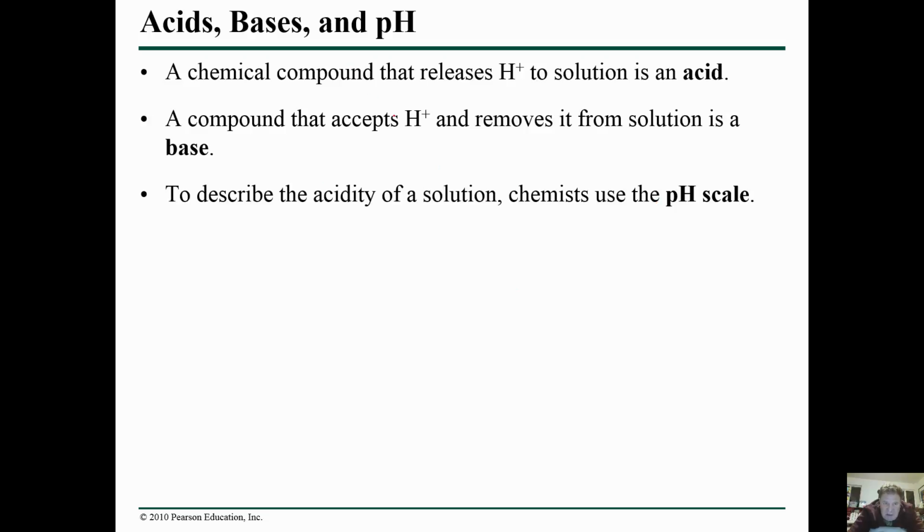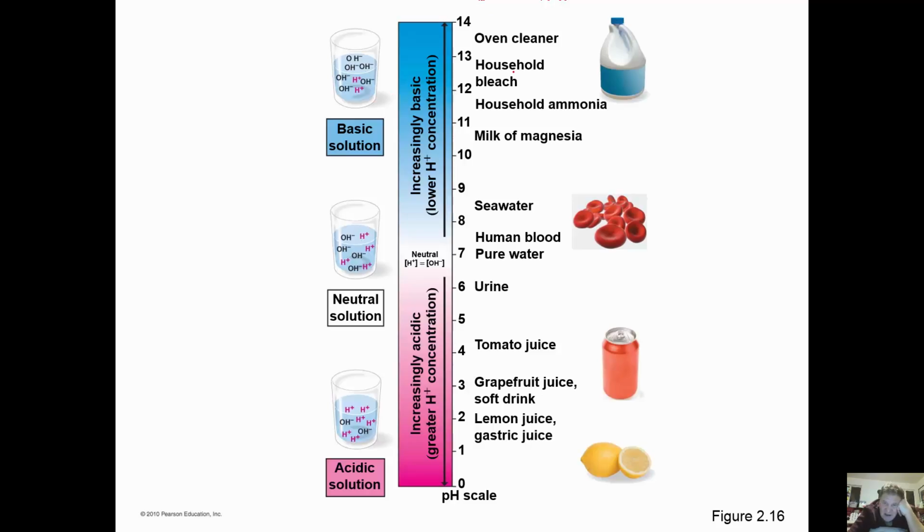The last thing that we want to talk about is acids and bases. An acid is something that will give up a hydrogen ion, and a base is something that absorbs a hydrogen ion. Both of these are caustic substances. If we take a look at it, bleach is very basic, and things like gastric juice or battery acid, hydrogen chloride, are very acidic.